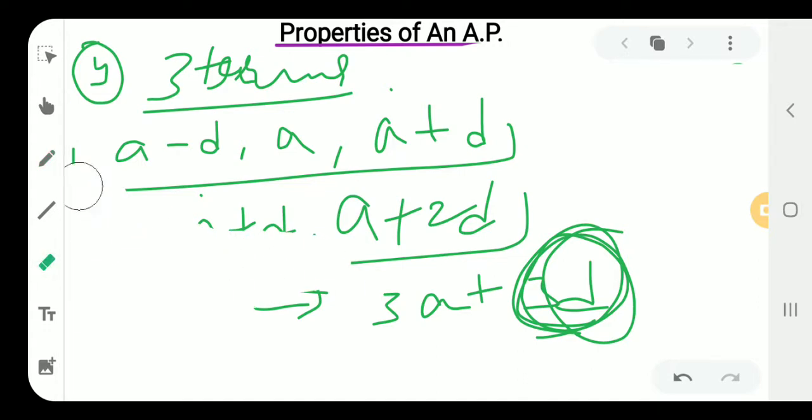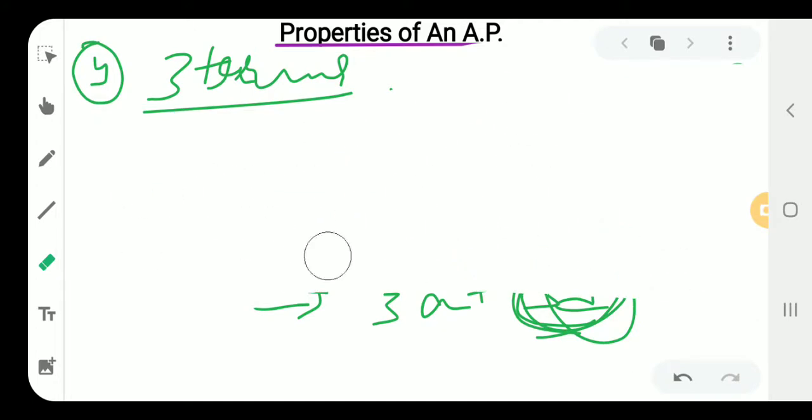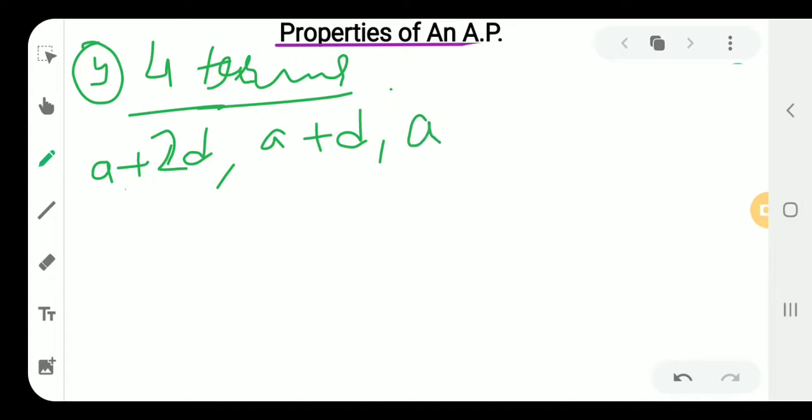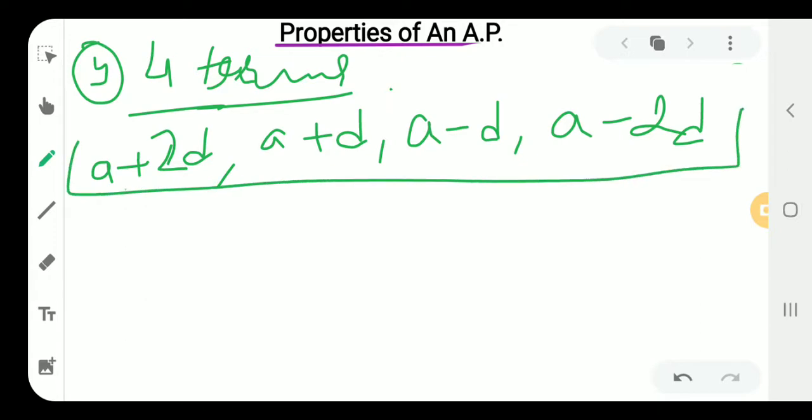And if we have to consider an AP of an even number of terms, let's say 4 terms, then you must take terms like A plus 2D, A plus D, A minus D, A minus 2D. Same reason here: if we add these terms, D gets vanished and the sum becomes 4A. This will help us in solving the questions.